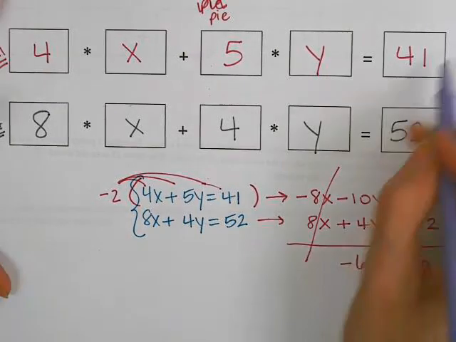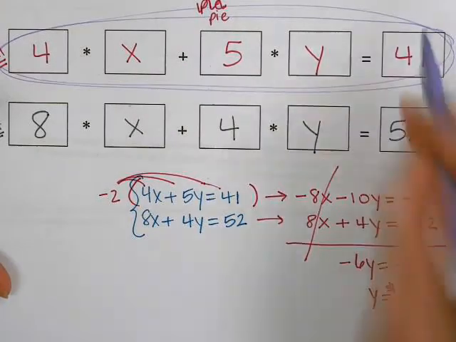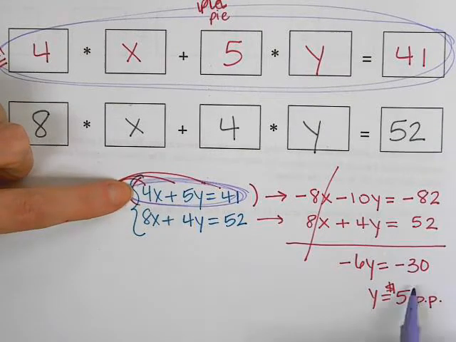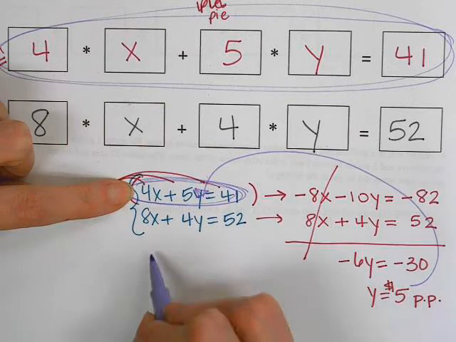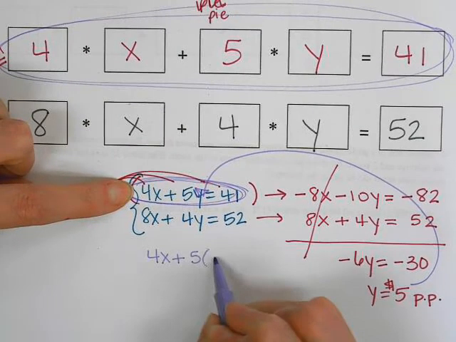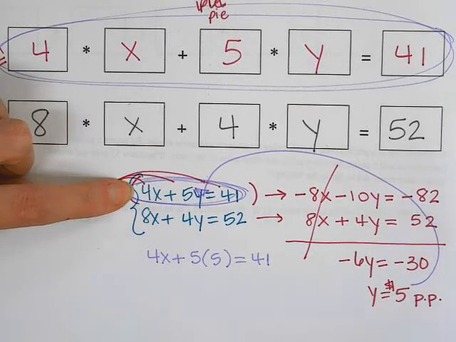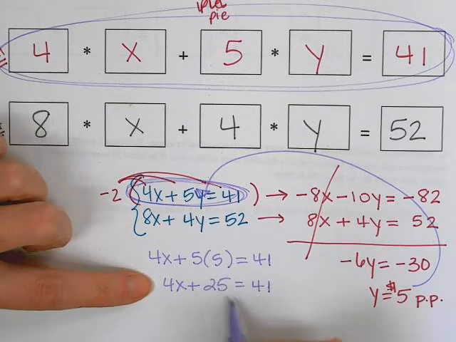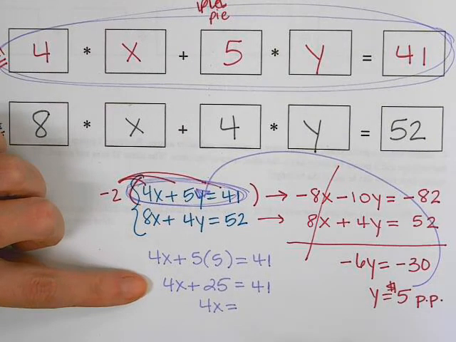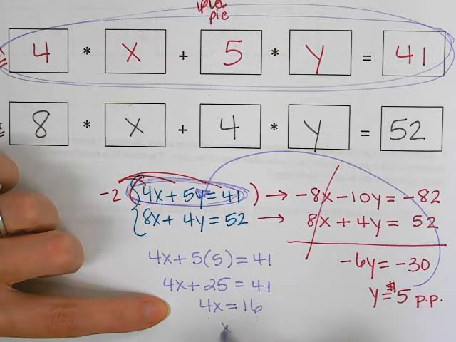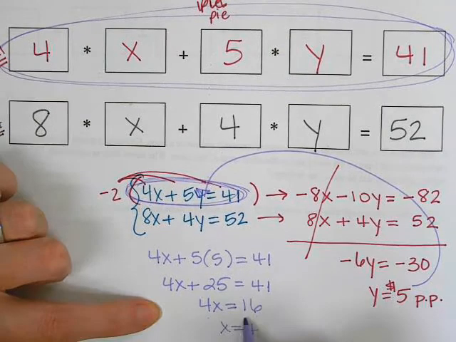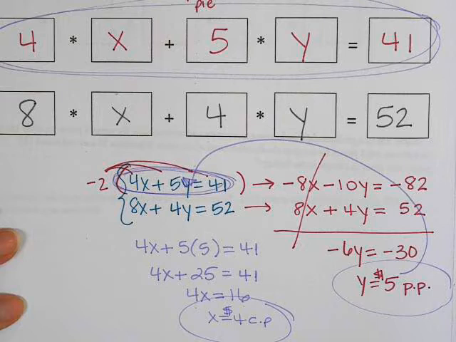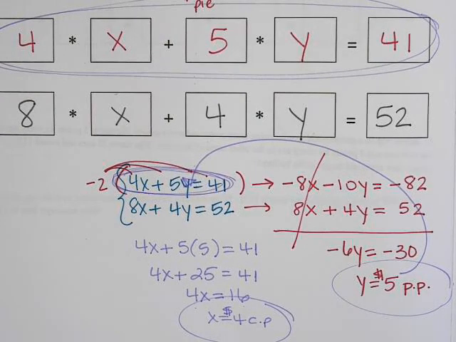All right, let's plug it in, and let's find x. I'm just going to use the top one. Oh, here. It's easier to see here. So if y is 5, let's plug that in. So it's 4x plus 5 times 5 equals 41. And then 5 times 5 is 25. And then subtract the 25. You get 4x equals 16. Divide by 4, so x is 4. And that's going to be $4 for a cherry pie. So these are your two answers. You guys should be pretty solid at solving these by now, so I kind of breezed through it.